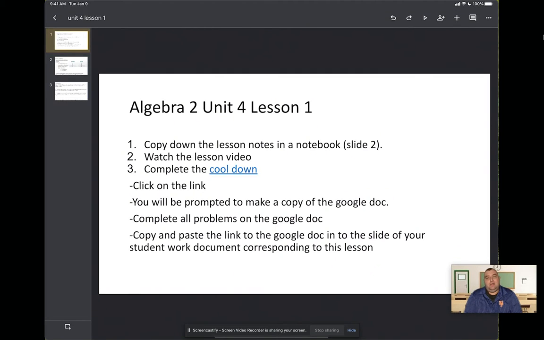Welcome back, everybody. We are up to the beginning of Unit 4, Lesson 1. The first half of this unit will actually be the last unit of Algebra 2A. Once you are done with the mid-unit test for this unit, you will be done with Algebra 2A, with Semester 1 of Algebra 2. And the first half of this unit focuses primarily on exponential growth and decay.